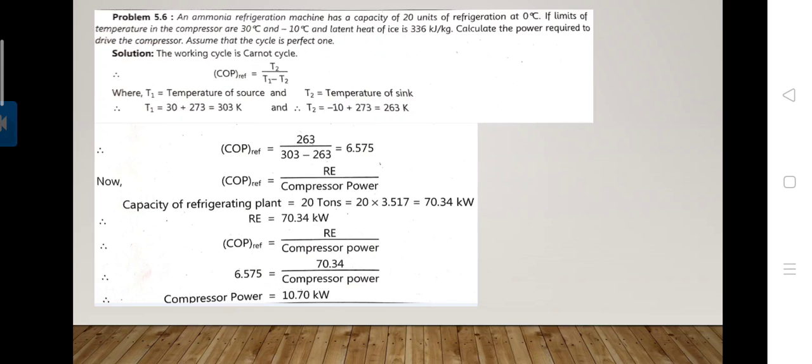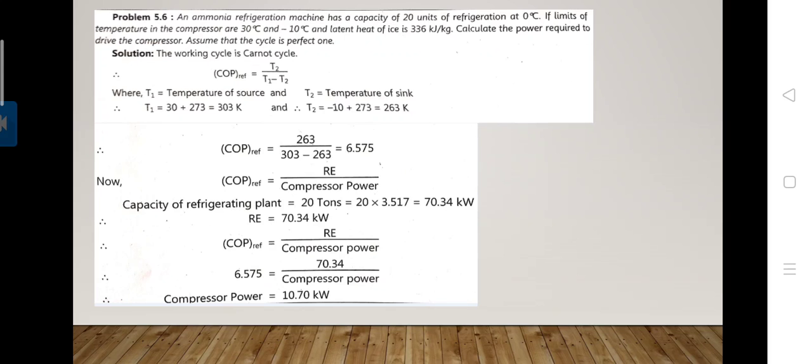But they want us to calculate the power required, that is the compressor power required to drive the compressor. To calculate it, first we use the given capacity. The capacity of the refrigeration plant is 20 tons, 20 units of refrigeration, and 1 ton is equal to 3.517 kilowatt refrigeration effect. So 20 into 3.517 is 70.34 kilowatt, the capacity of the refrigeration plant.